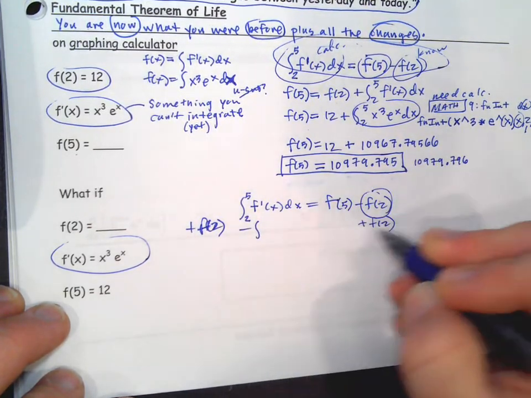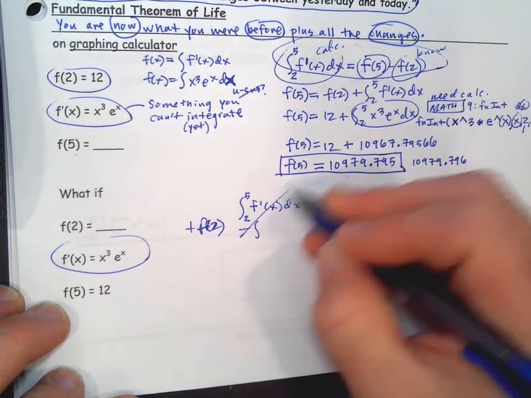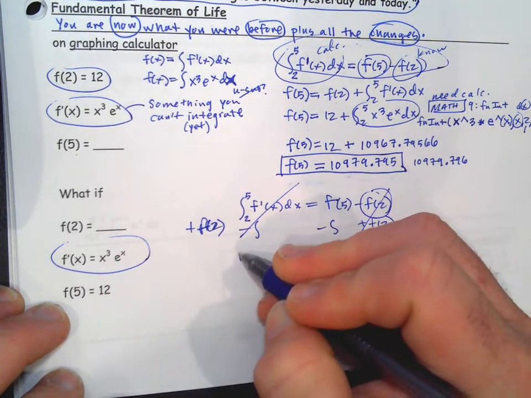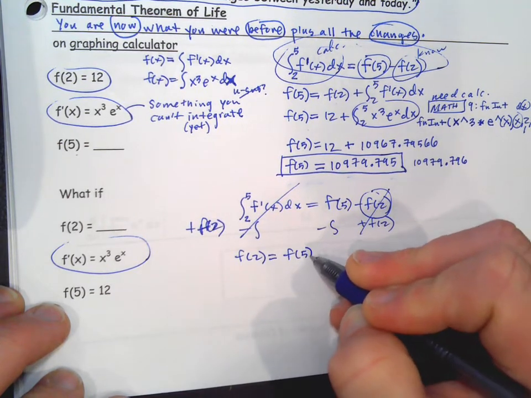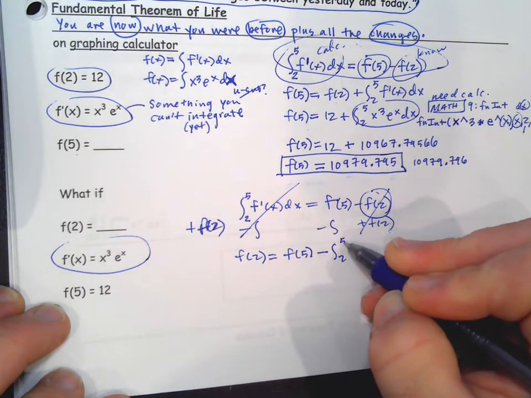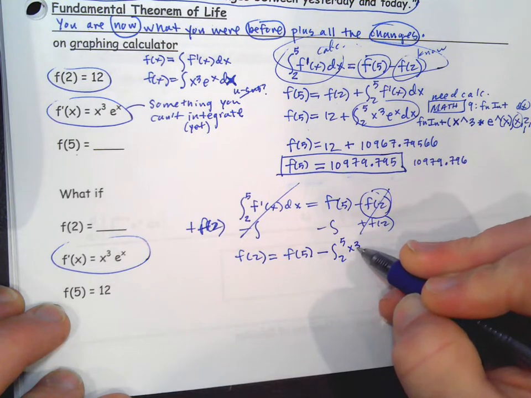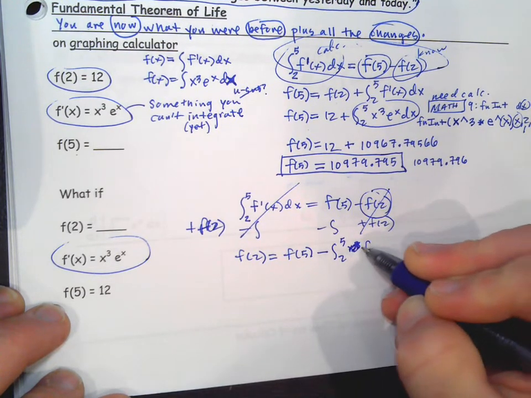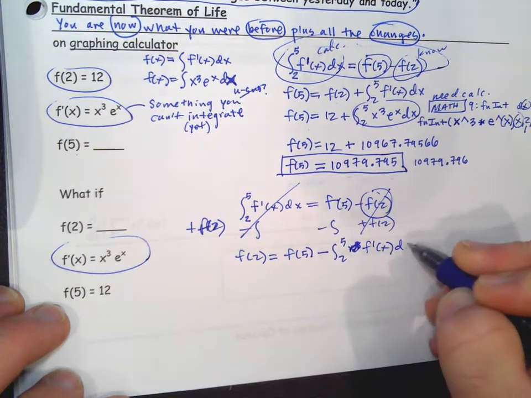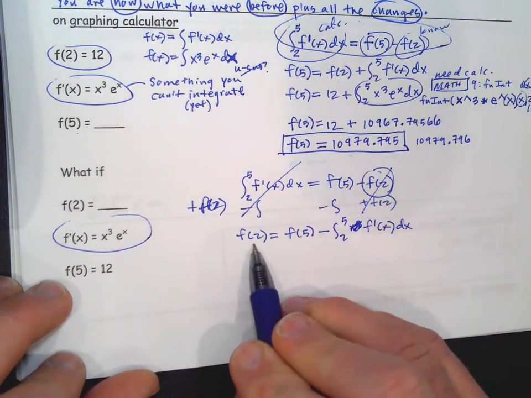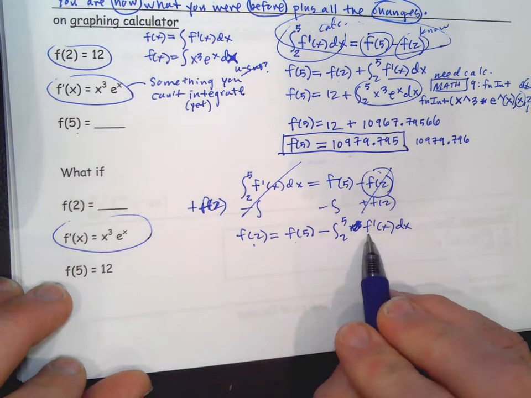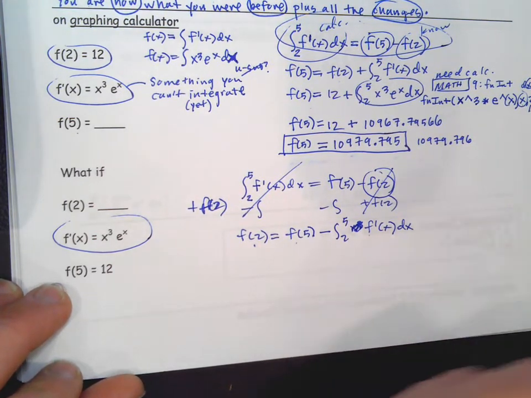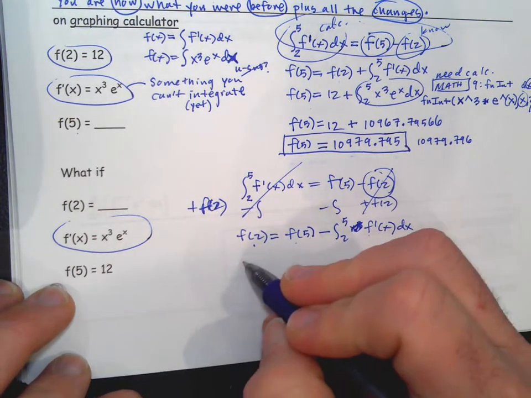And I'm subtracting all this stuff. Okay, so then we get f(2) equals f(5) minus the integral from 2 to 5 of x cubed, or I guess I could just put f prime of x still if you want. You can start writing numbers in. So the function before is what it is later. Take back all the changes that happened to roll it back to what its previous value was.